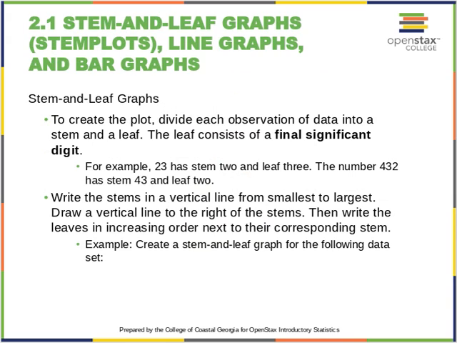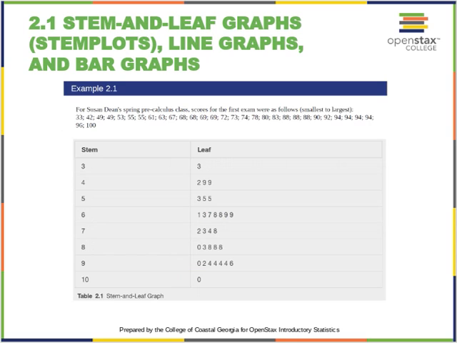First one is the stem and leaf graphs, or stem plots. Let's just jump ahead here to the example. If you have a series of numbers, you're going to order them. As you can see here, we're going from smallest to largest for Susan's spring pre-calculus class, the scores on the first exam. We're going to order it from 33 to 100 in increasing order.